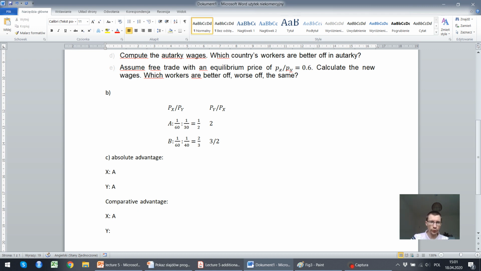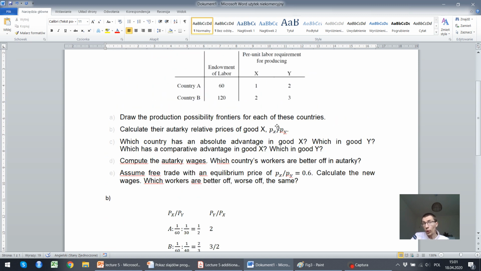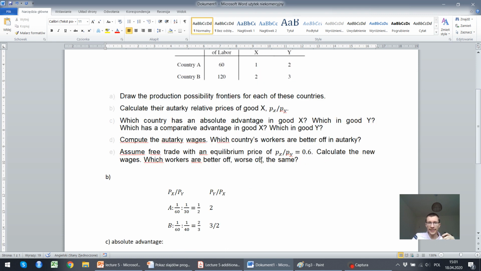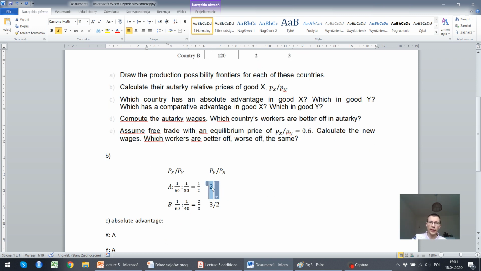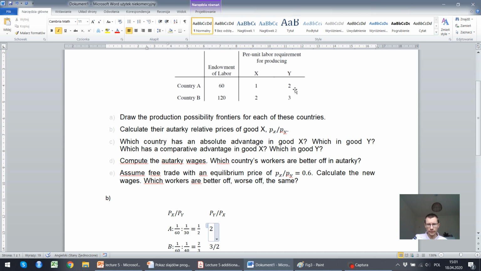All right, so now the last question. Which country has a comparative advantage in terms of producing good Y? Here we need to compute the opportunity cost of producing good Y in both countries in terms of good X. And this is what we did by computing the relative productivities in both countries. So producing 1 unit of good Y is equivalent to producing 2 units of good X. This is the opportunity cost of producing 1 unit of good Y in country A.